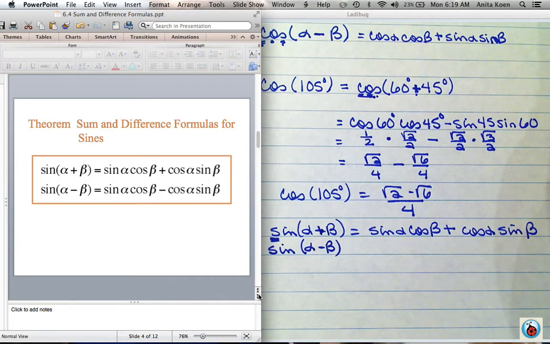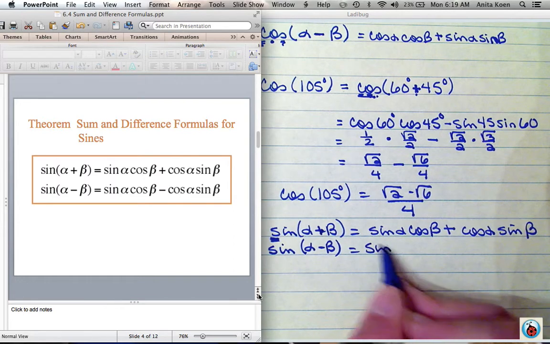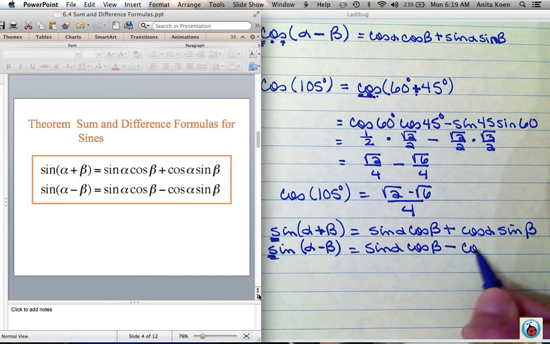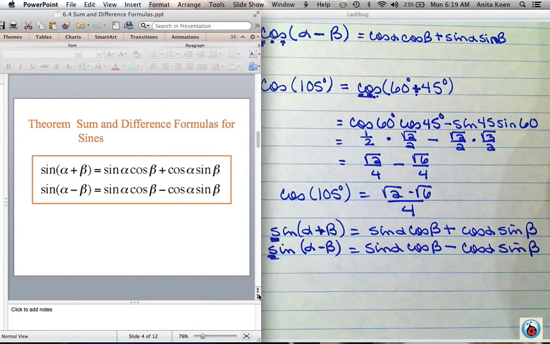And if you're doing the difference formula, the pattern is the same. We're going to do the sine of one angle times the cosine of the other. Same sign, so it's minus. And then we're going to do the cosine of the first angle and the sine of the second. And that's our formula.